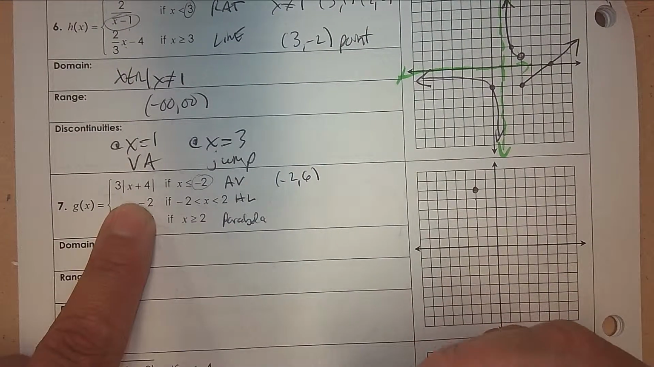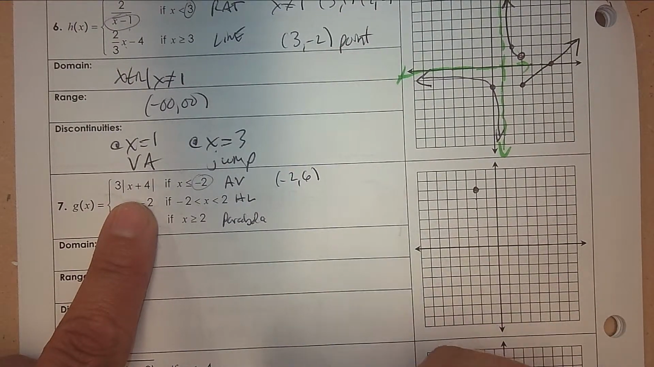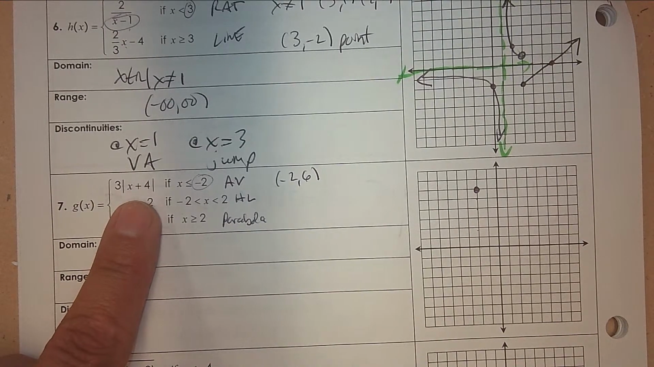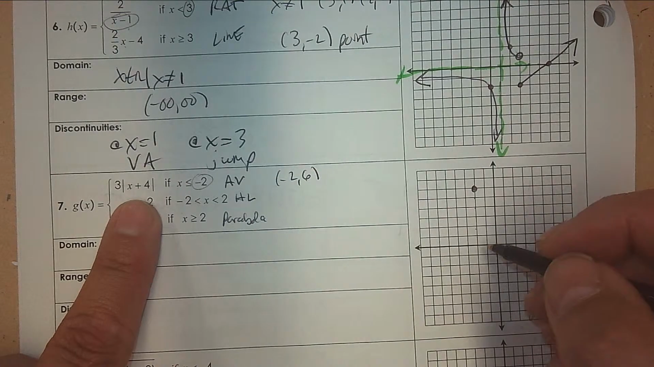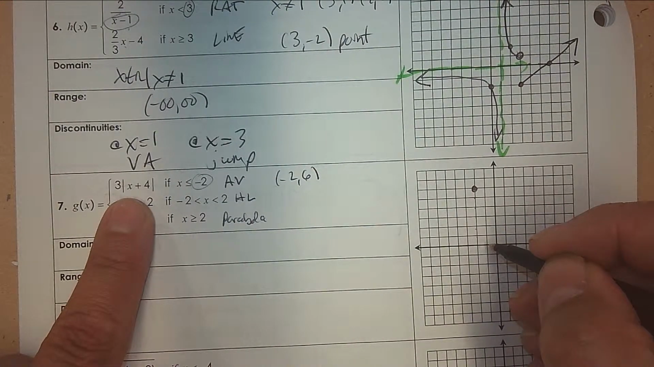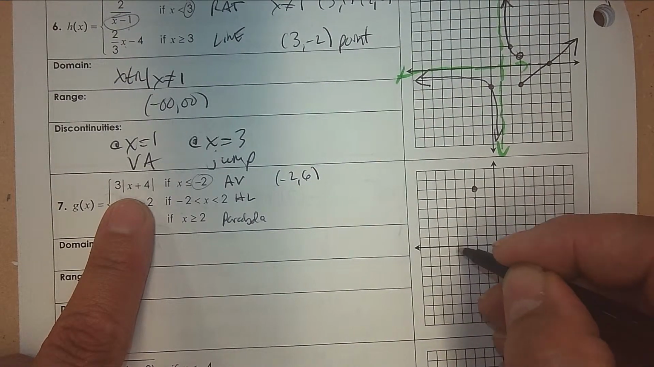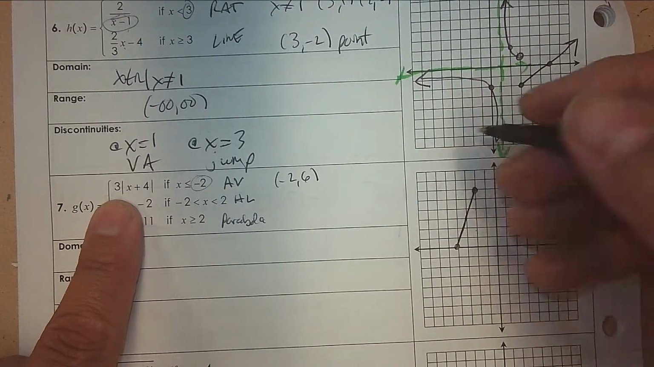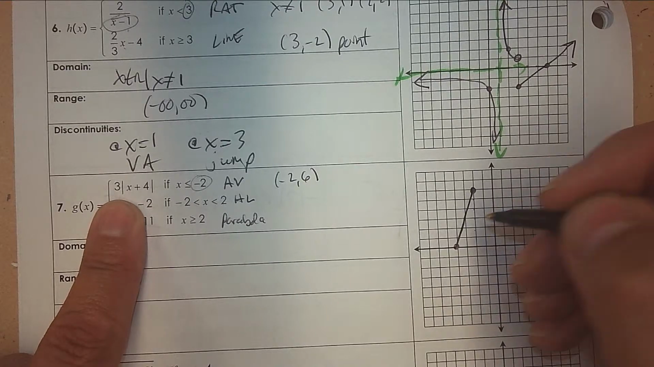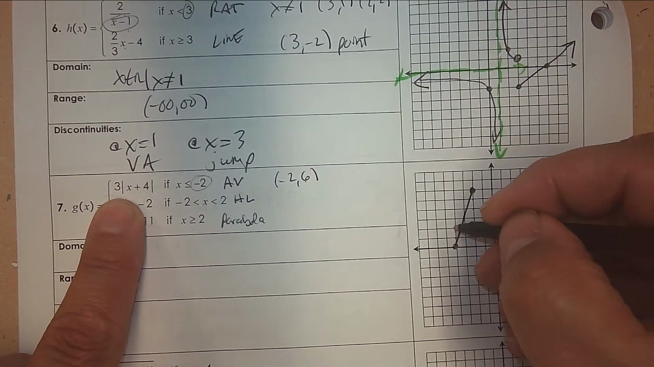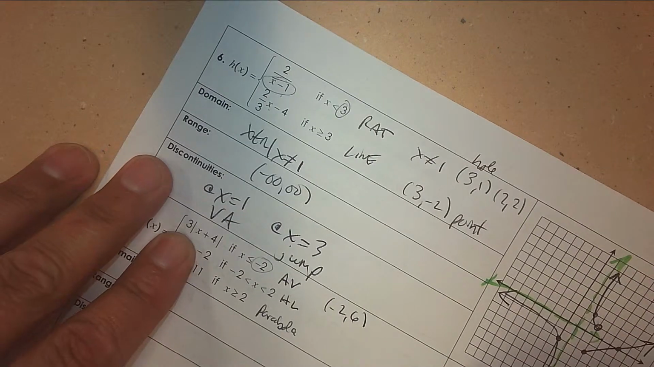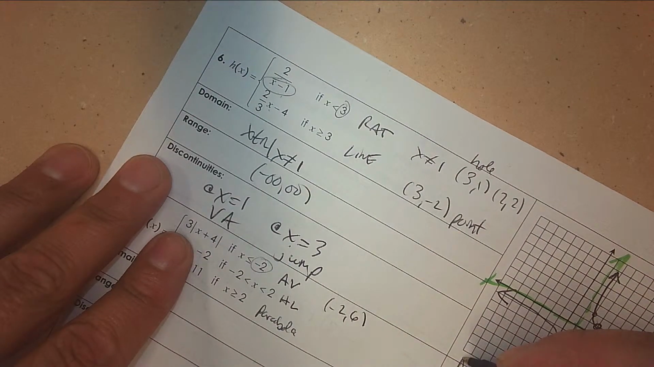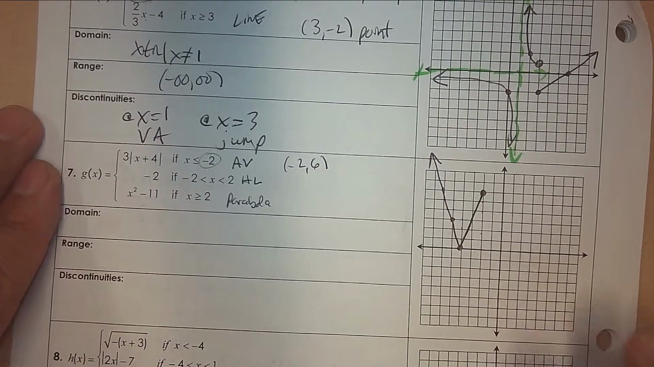Now, this vertex is at negative 4 and 0, which is part of my restriction here. So negative 4 and 0. So I'm going to connect these two together. I see the slope is 3. So it's both positive 3 and negative 3. So there's the picture to the left.